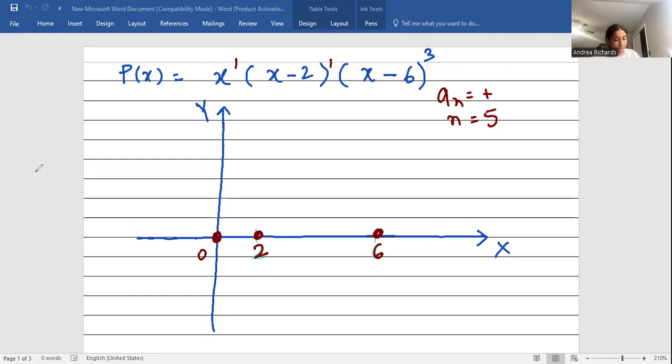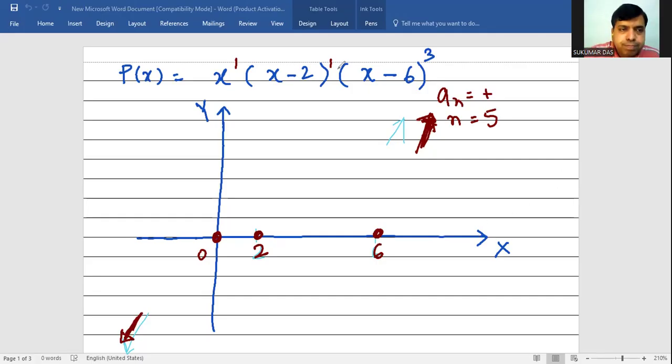So then it would be like this. A little bit this side you can do, because anyhow it has to cross here. Fine. So this is our end behavior. Now start drawing the graph. Just see how it will look.